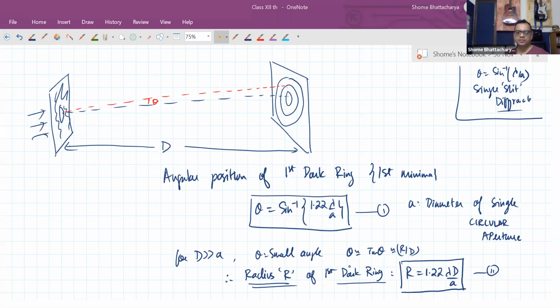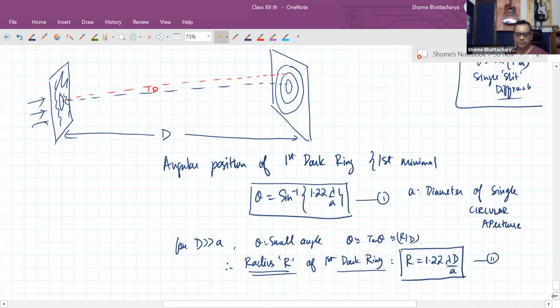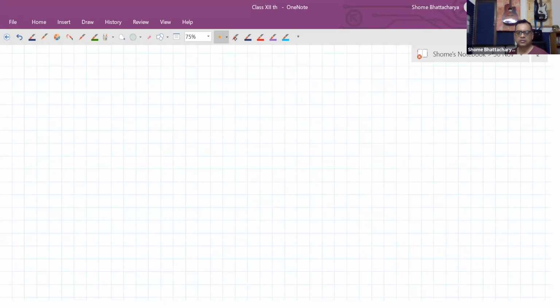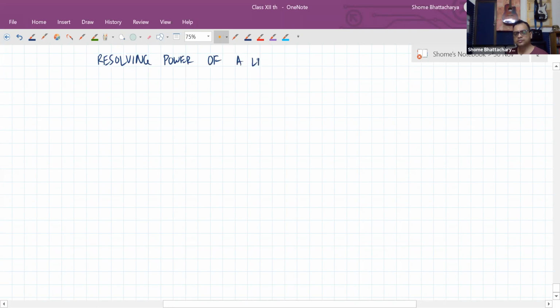Okay. Now the next place this formula becomes significant is in a property of lens, convex lens, called the resolving power of a lens or limit of resolution. So this is particularly useful in construction of telescopes and such devices where objective lenses are used. So resolving power of a lens and something called Rayleigh Criterion.